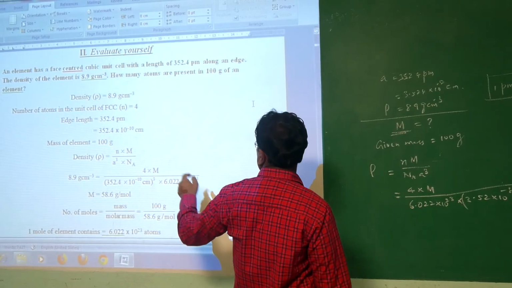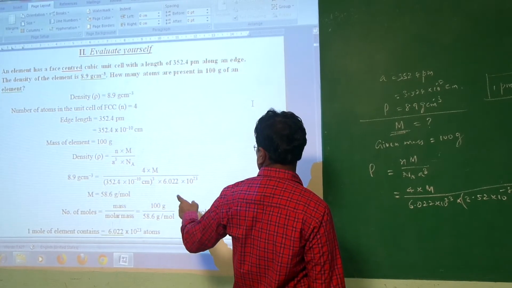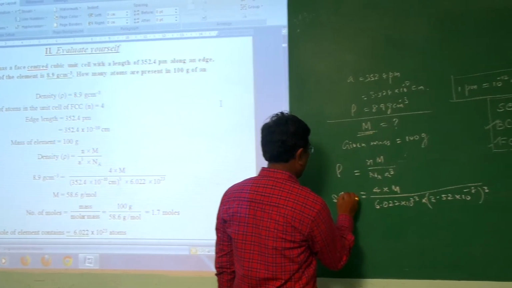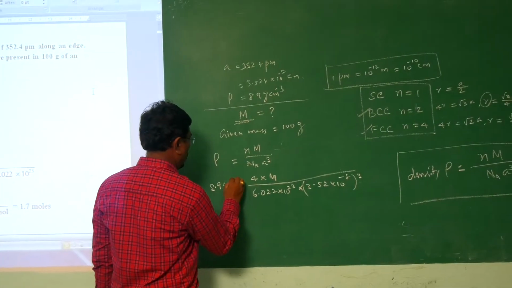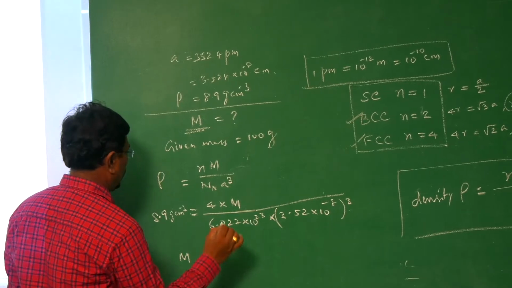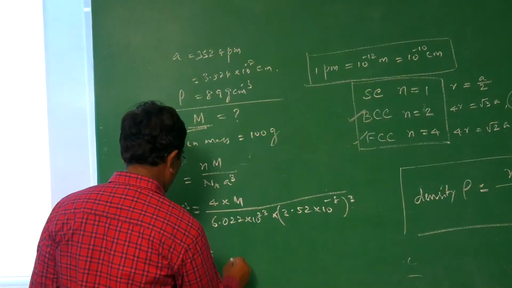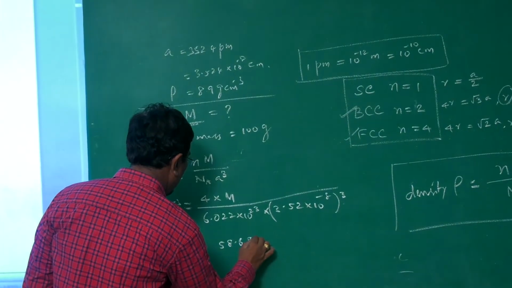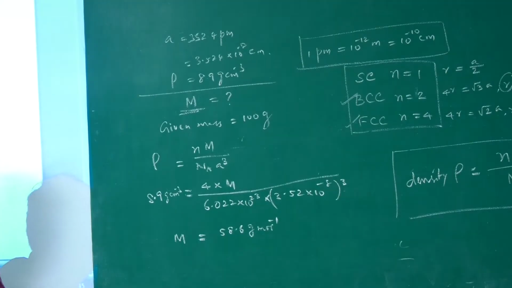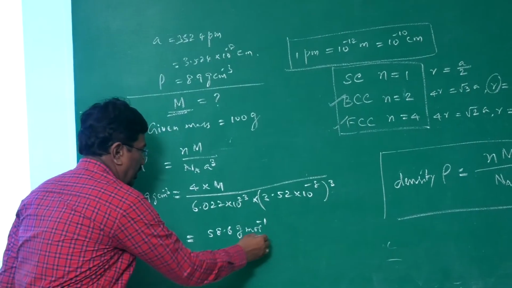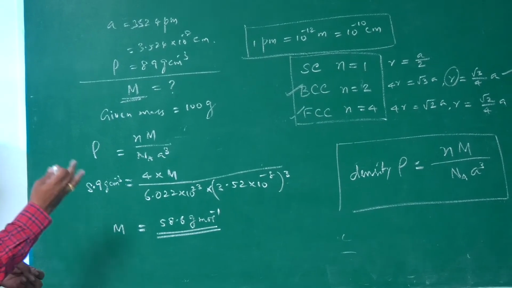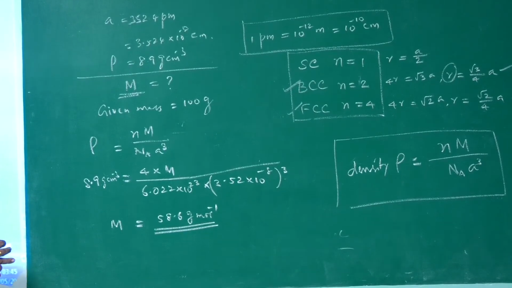Upon solving, not density, molar mass. Density is given, 8.9 gram per centimeter cube. So M, if we solve, comes to 58.6 gram per mole. If you solve, you will be getting the answer like this. Solving the arithmetic calculations, I will discuss in some other class.